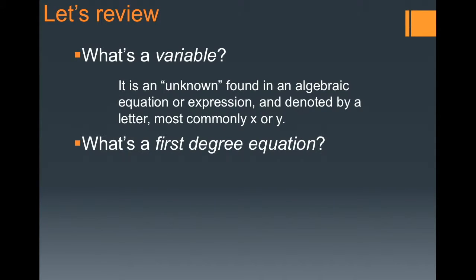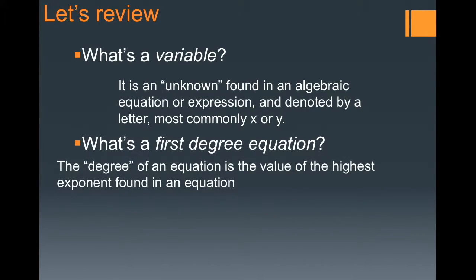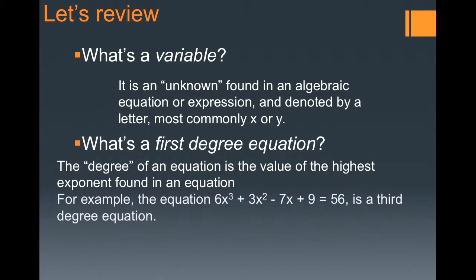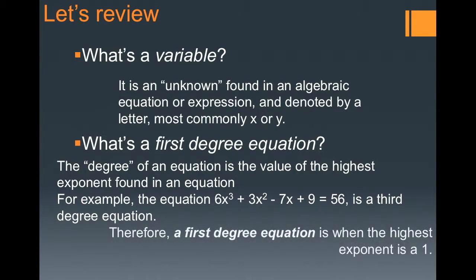What's a first degree equation? The degree of an equation is the value of the highest exponent found in that equation. So for example, in the equation 6x cubed plus x plus 3x squared minus 7x plus 9 equals 56, it's a third degree equation because the highest exponent in this equation is a 3. A first degree equation is when the highest exponent is only a 1.